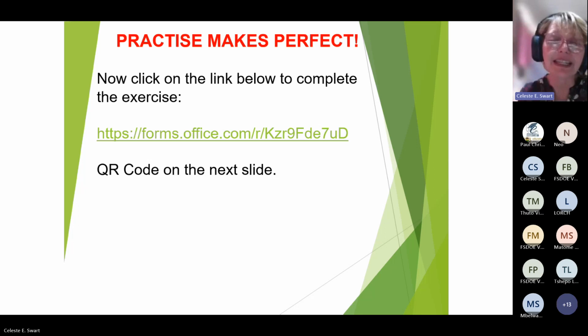And you'll see on the next slide, you have the QR code. Please go do the exercise. You can do it a little later on as well if you don't get it done before your next lesson.